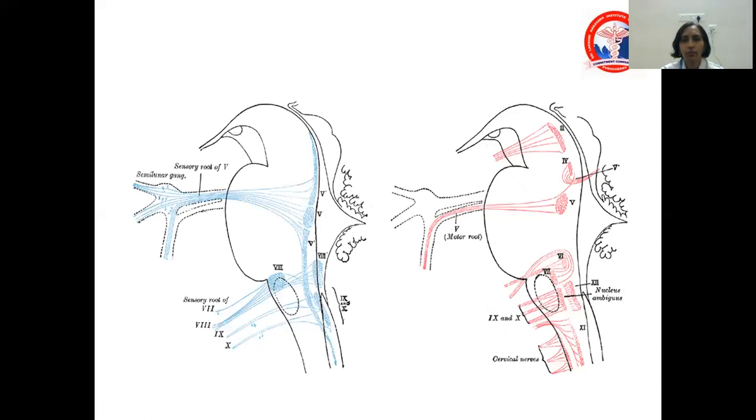In this diagram, we can see the motor fibers shown with the pink color. So we see the upper part of the medulla oblongata. We see the fibers of the 12th cranial nerve. Below that, we see the 11th cranial nerve, then the 10th and the 9th cranial nerve.